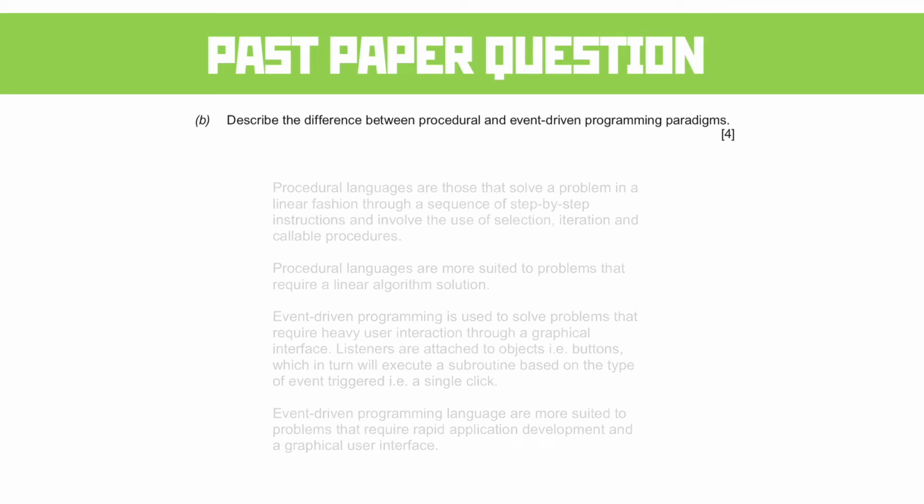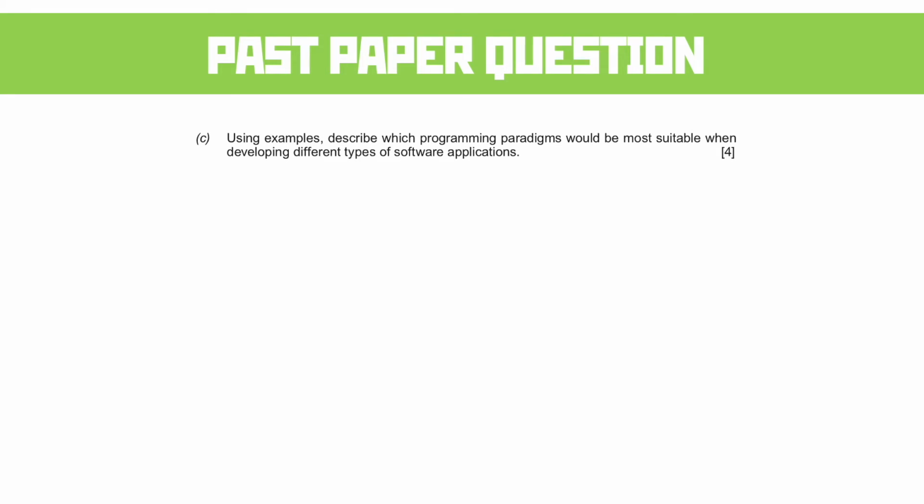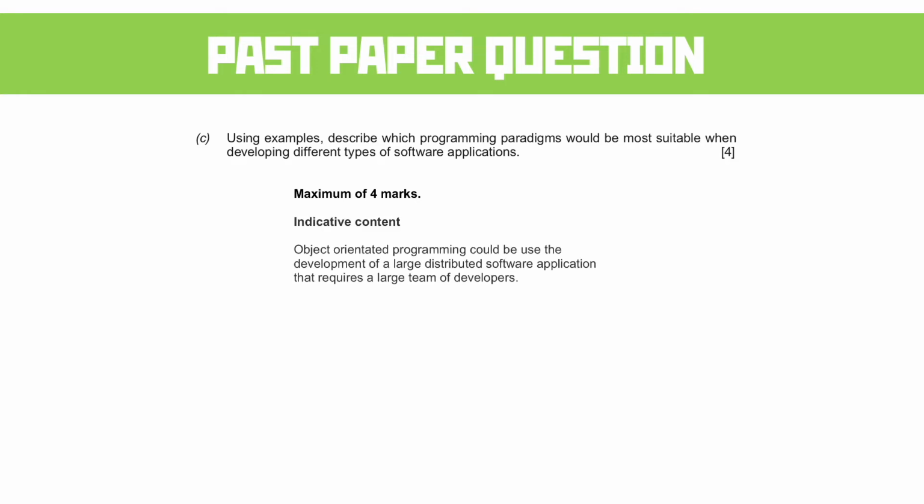Part C then, using examples, describe which programming paradigms would be most suitable when developing different types of software applications. It's a 4 marker, we want 4 discrete points here. So, here's some indicative content. One is that OOP could be used in the development of a large distributed software application that requires a large team of developers. So having the idea to make classes there, it would be very, very suitable to that.